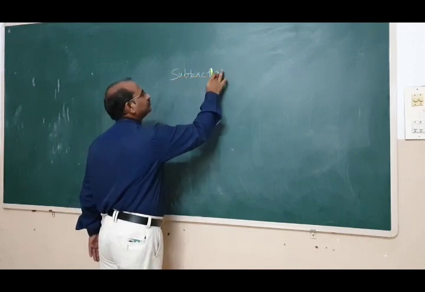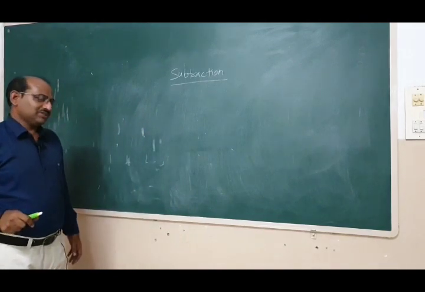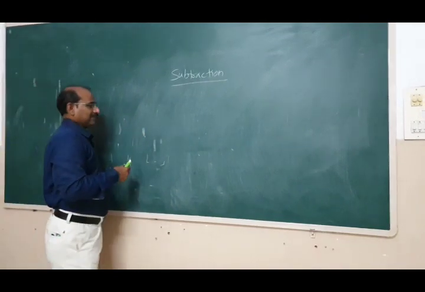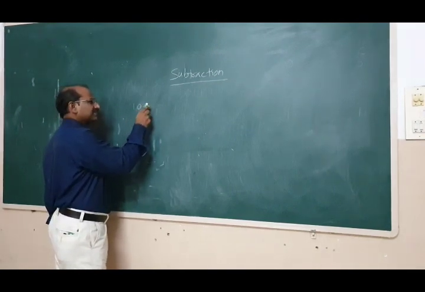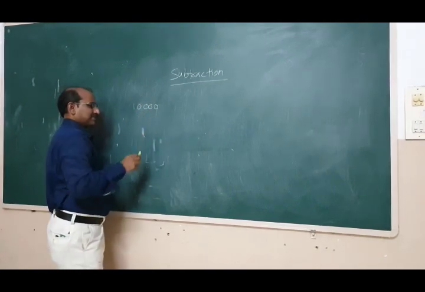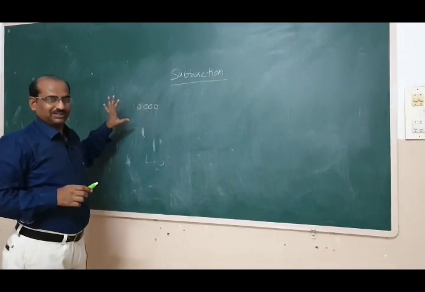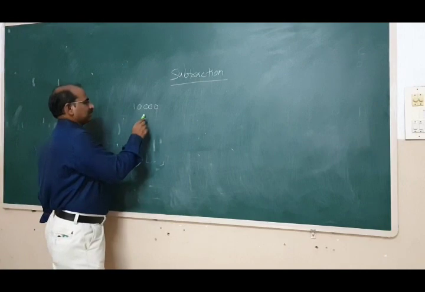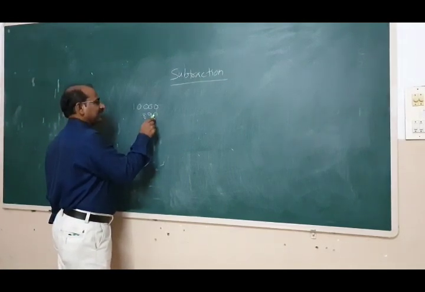Now subtraction. This also we start with a decimal example. I will take an example which will cover the entire borrow method. So I am taking say 899.